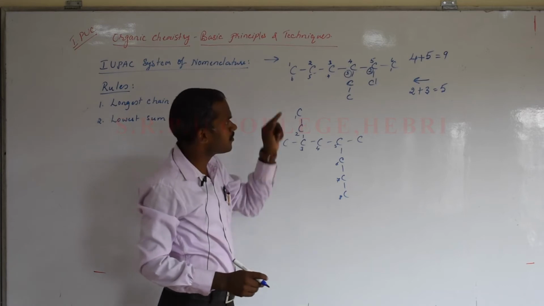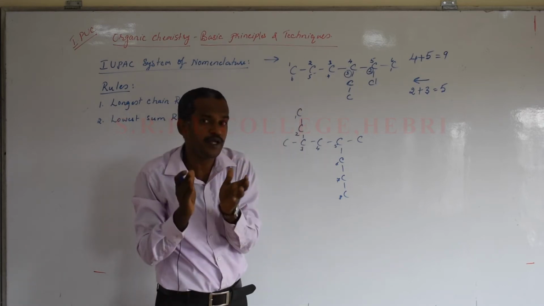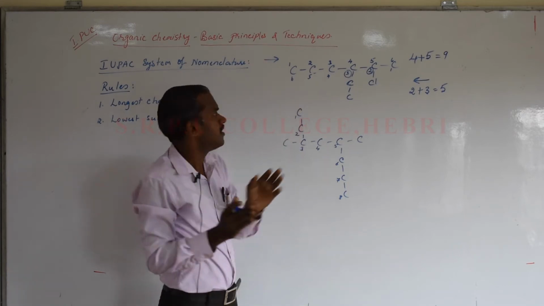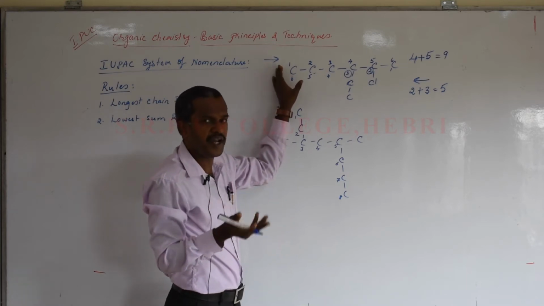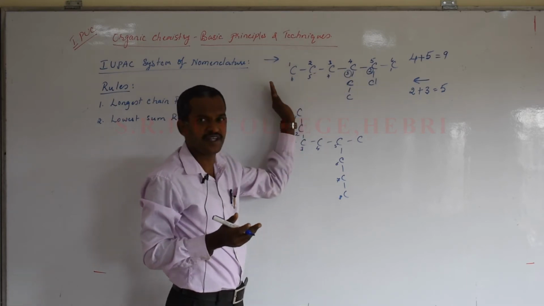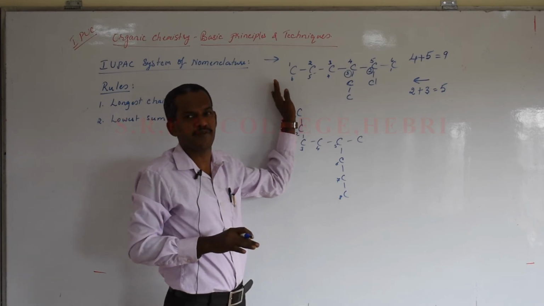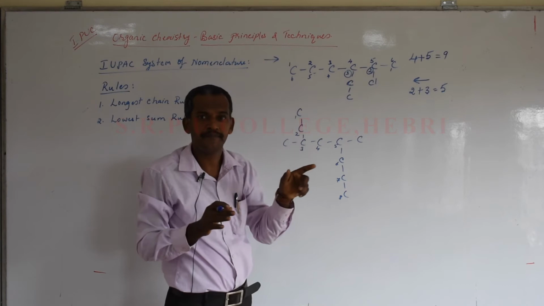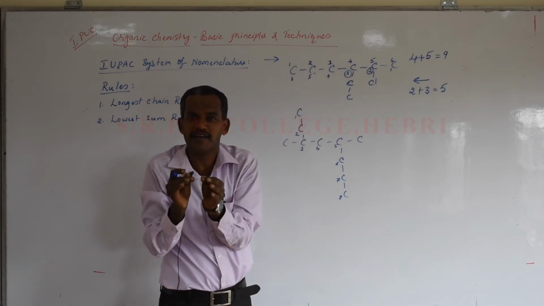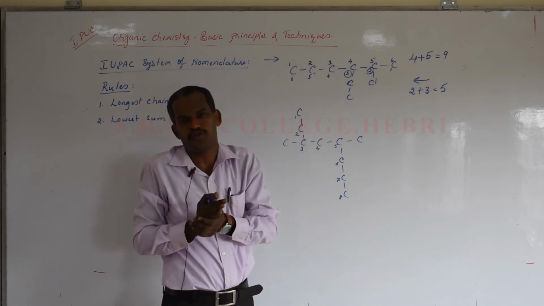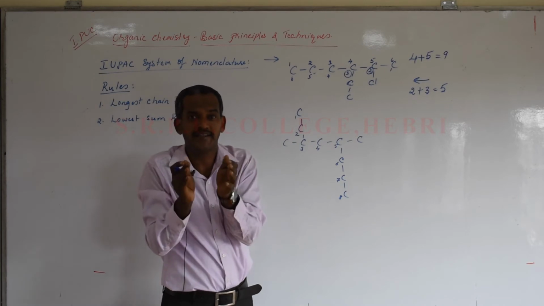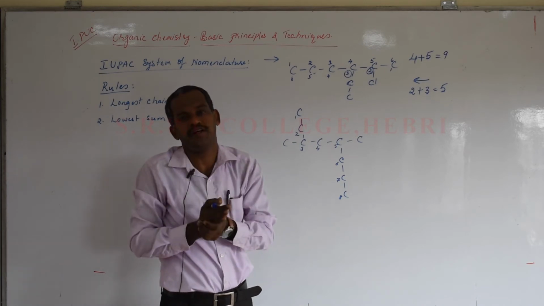Okay, so now try to understand, students, what do you mean by lowest sum? We can number this carbon chain in both directions, left to right or right to left, but which is the accurate one? Which is correct according to the IUPAC system of nomenclature? In which direction, when you number the carbon chain, you get the substituents' positions, you add them, and the sum that comes lowest should be the right way.